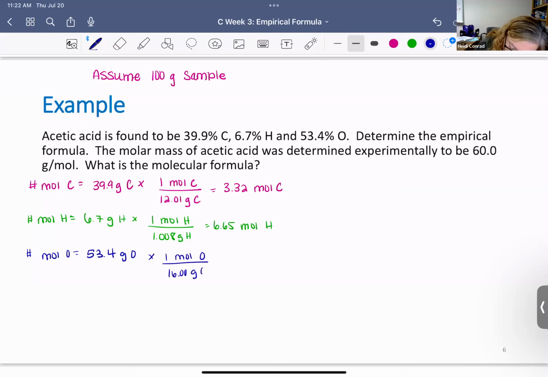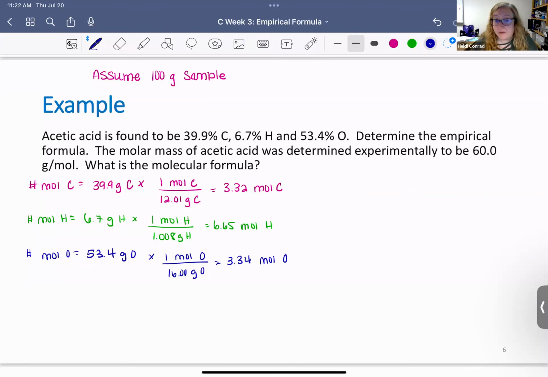Again, all these numbers I'm just getting off the periodic table: the 12.01, 1.008, and the 16. We don't expect you to have those memorized. You will have a periodic table on any assessment you do for class. So I've got the moles of each species. Now, just like before, I'm going to figure out the mole ratio of each species.